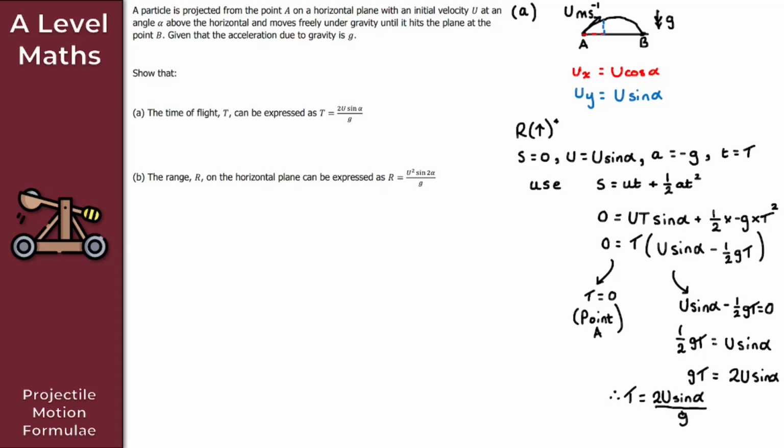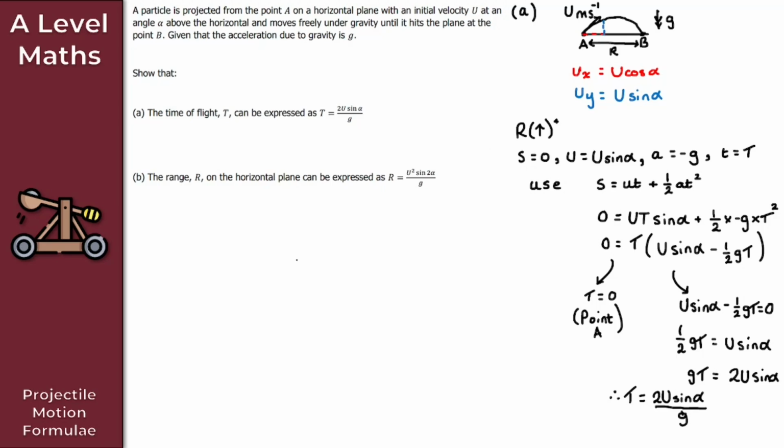So now let's move on to part B then. For part B here, it wants us to show that the range R on the horizontal plane can be expressed as R equals U squared sine of 2 alpha all over G. So if we just think about this for a moment, the range is the horizontal distance from the point of projection to the point where it strikes the plane. We're just going to label that here on my diagram, and that's the range, which they've labeled as R. So I'll label that on the diagram as well, like so.